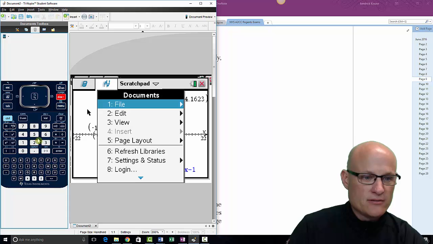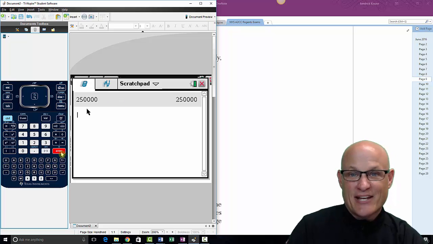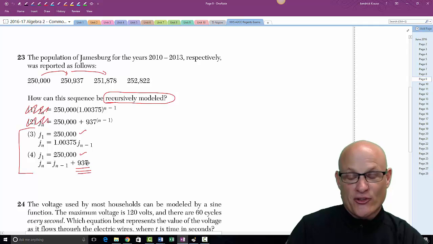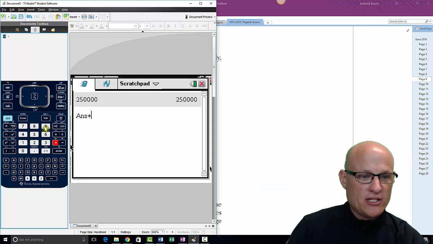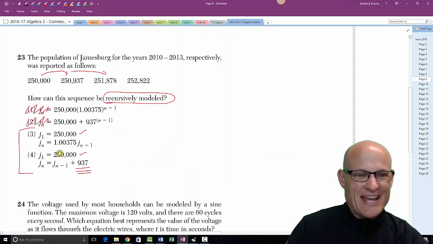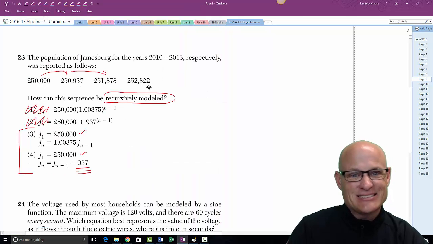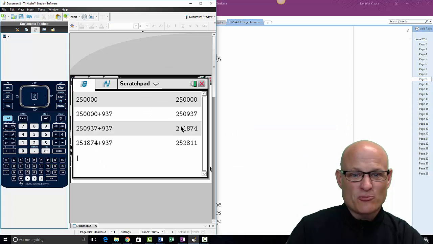And I've got a mess. I'm going to type in 250,123, and I'm going to store that with enter because recursion is easy. And then the second method says we're just going to add 937. So I'm going to say plus 937, enter. Oh, 250,937, perfect. Next one will be 251,874. It's close, enter. Let's try enter again. 811. It's close, but it's not exact.